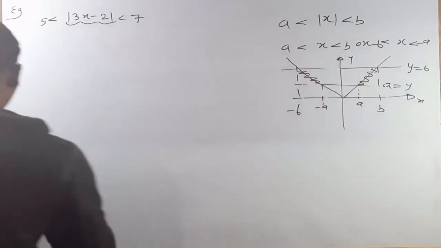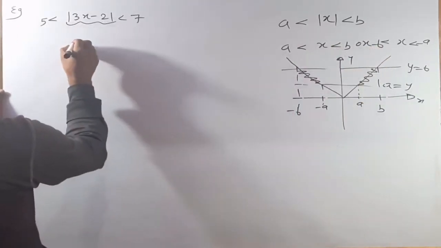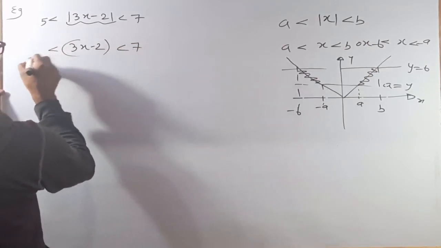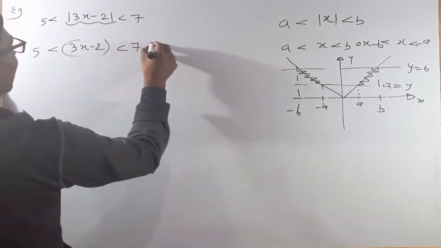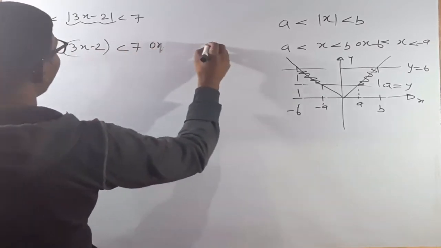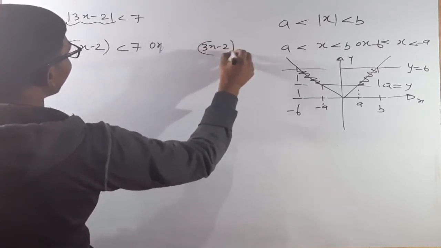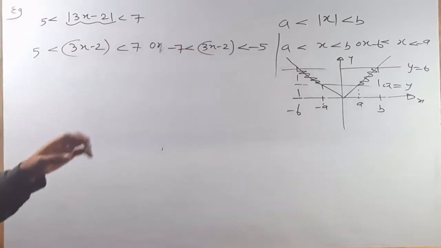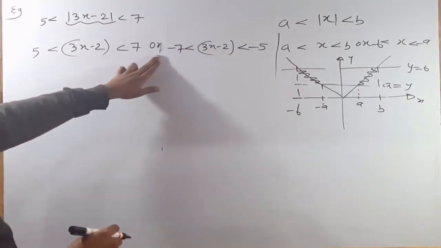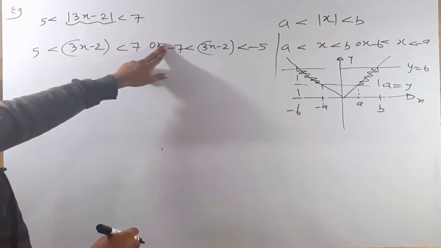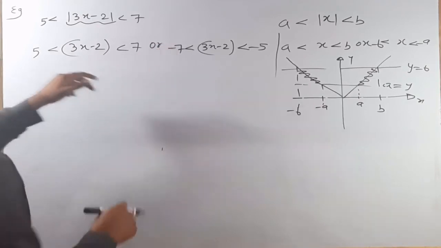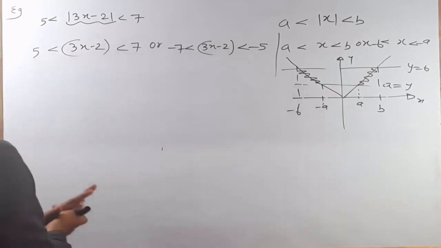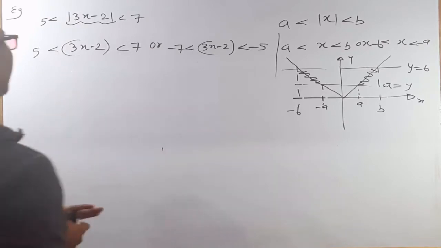So we are going to use this property like this. 3x minus 2 should be less than 7 and greater than 5, or 3x minus 2 should be less than minus 5 and greater than minus 7. Okay, so this is the property that we are going to use. Now I would like to tell you one more thing, what is the difference between or and and. Okay, so we will see this in this question itself.